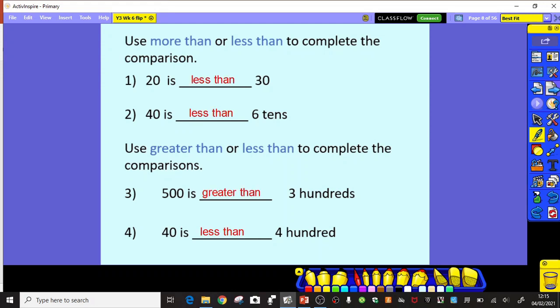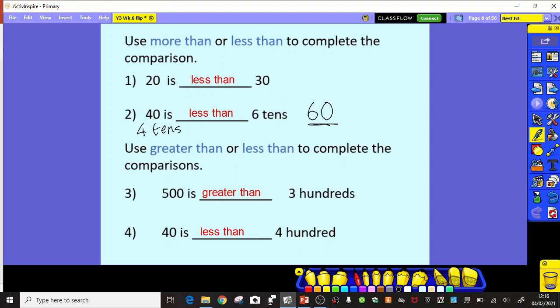So 20 is less than 30. 40 is less than 6 10s. Well, 6 10s is 60. And 40 we know is less than 6 10s. This number's got 4 10s in it. 60 has got 6 10s.